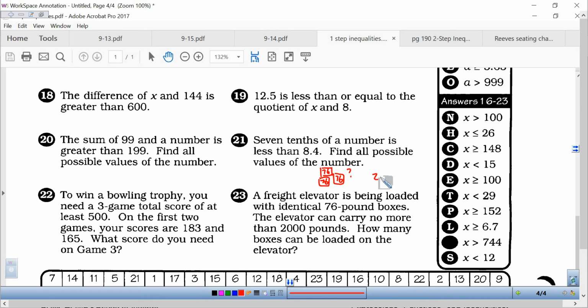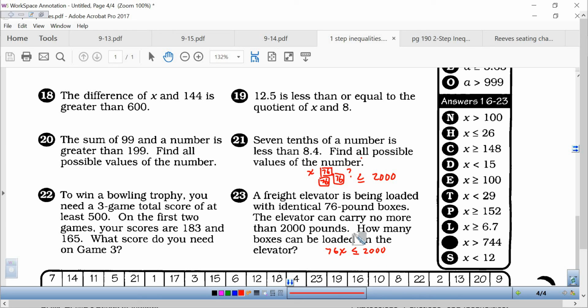Well, if it can carry no more than 2,000 pounds, it could carry 2,000 pounds, but it cannot carry more than 2,000 pounds. So what can it be? Less than or equal to. And since we don't know how many there are, x of those boxes. So our inequality would be 76 pounds times x, however many there are, must be less than or equal to 2,000. And then, of course, we would divide by 76.